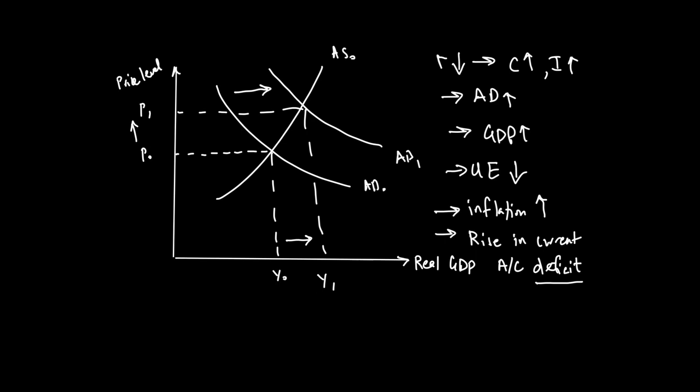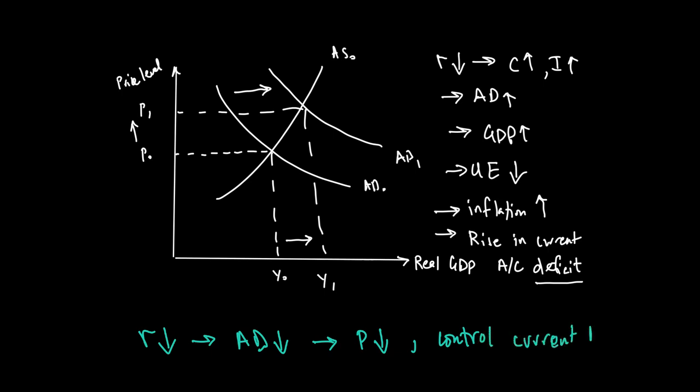On the other hand, if you increase interest rates, we will see contractionary monetary policy happen, where the AD will fall as consumption and investment will fall, and that can be useful if we want our price level to go down, or if we want to control our current account in an economy. But at the same time, because the AD is going down, unemployment can go up. I'm using UE for unemployment, and GDP will also go down in an economy. So not all goals will be achieved when we are using contractionary monetary policy.